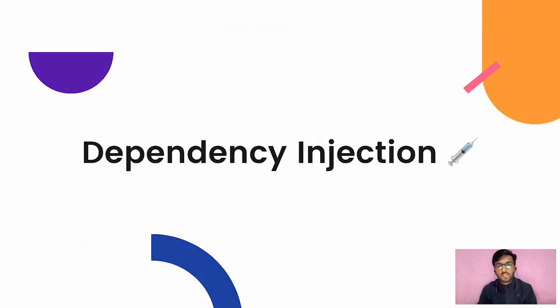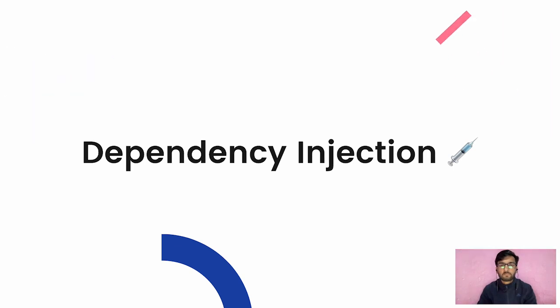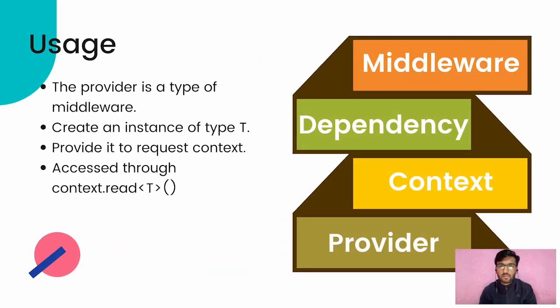Now, dependency injection is another important term in Dart Frog. We can use middleware to inject dependencies in our code. Basically, middleware is used to inject dependencies in our request context with the help of provider. A provider is a type of middleware where we create an instance of any type T, and we provide this instance to the request context, and we can access this instance with the help of context.read.